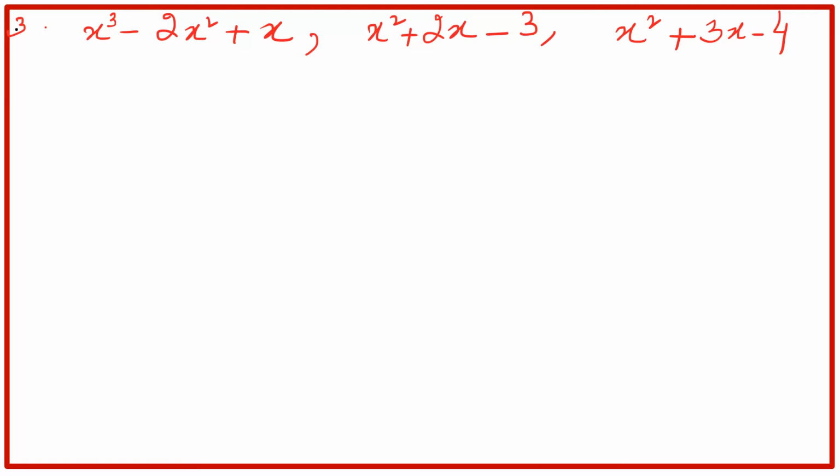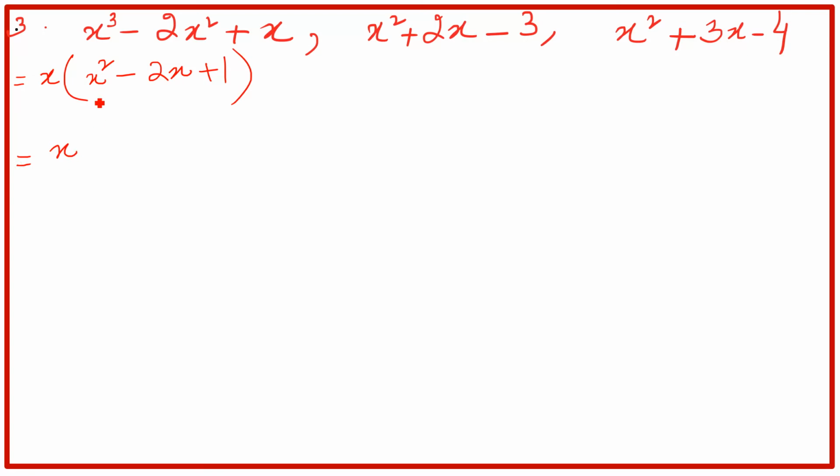Now we will discuss the third question. In question number 3c, we have x cube minus 2x square positive x, this and this. First of all, same thing, we will do the factorization. Start from here. What is the first step? Can we take anything common? Right? Yes, we can. X we can take as a common. Remaining is x square minus 2x positive 1.